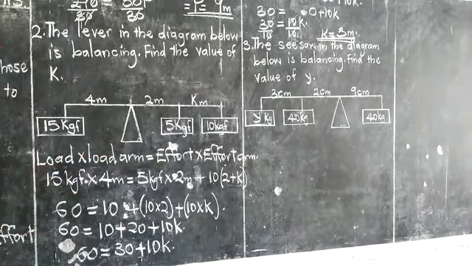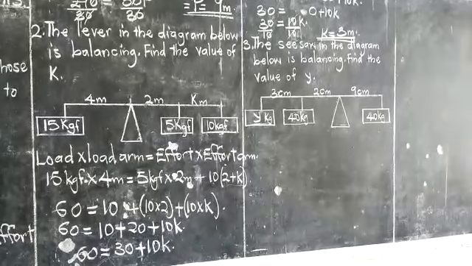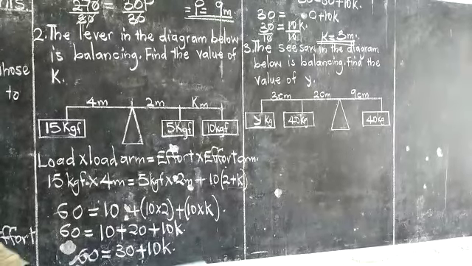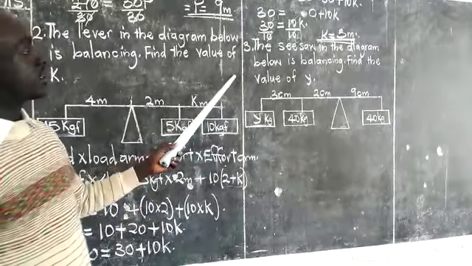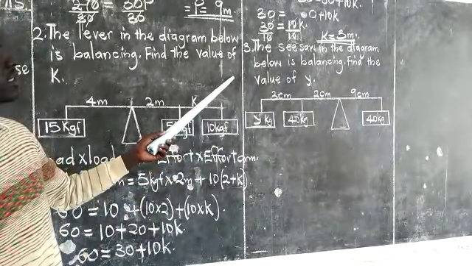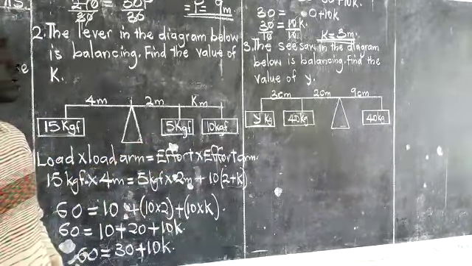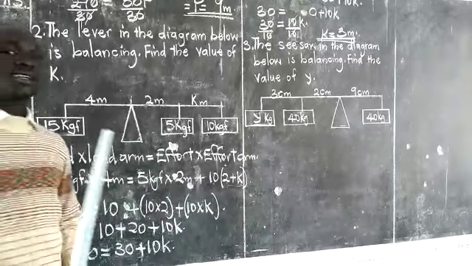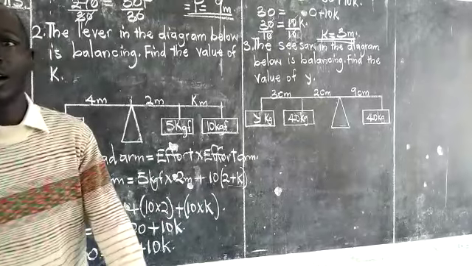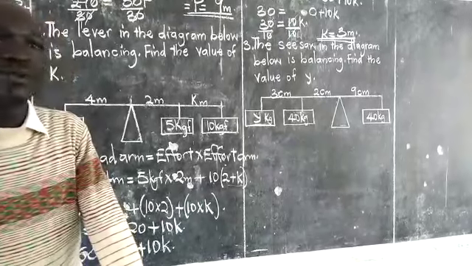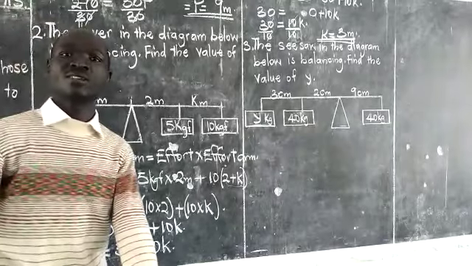There, learner, following the 2 examples, I now need you to do for me the third question that reads, the seesaw in the diagram below is balancing, find the value of y. You can do that and we shall mark our shelf in the next lesson.